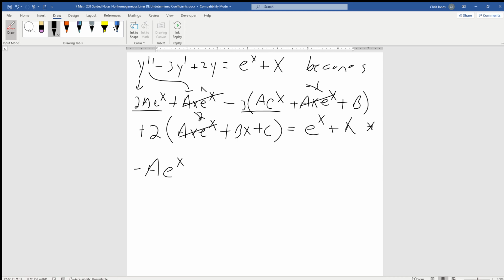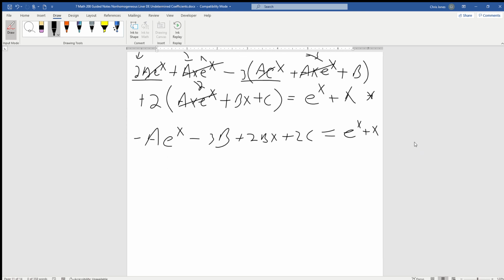Then finally we can distribute. We took care of the x e to the x's, so now we're going to get a minus 3b plus 2bx plus 2c, and that's going to be equal to e to the x plus x. Now we have a really nice system that we can solve.